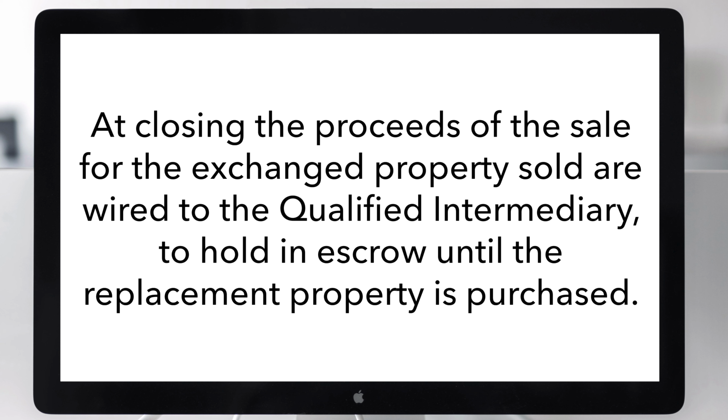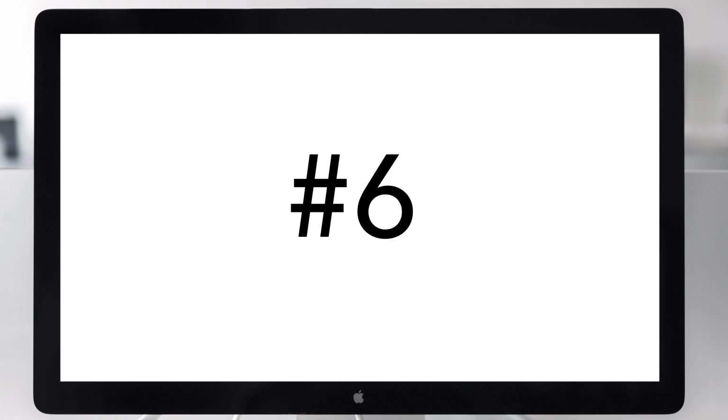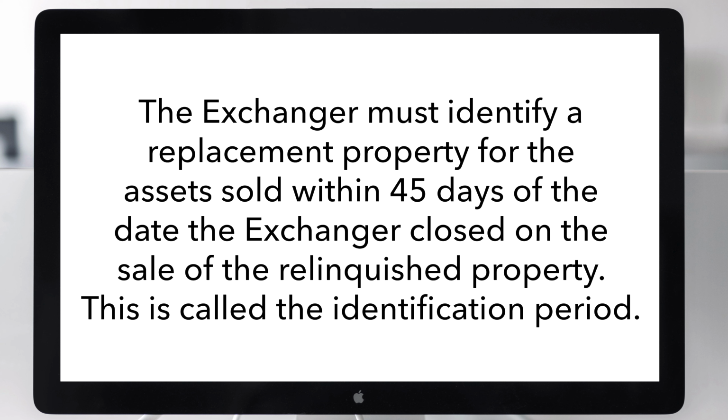At closing, the proceeds of the sale for the exchange property sold are wired to the qualified intermediary to hold in escrow until the replacement property is purchased. The exchanger must identify a replacement property for the asset sold within 45 days of the date the exchanger closed on the sale of the relinquished property. This is called the identification period.